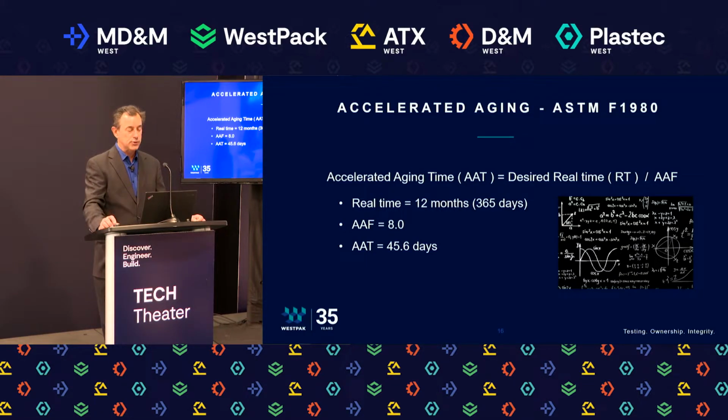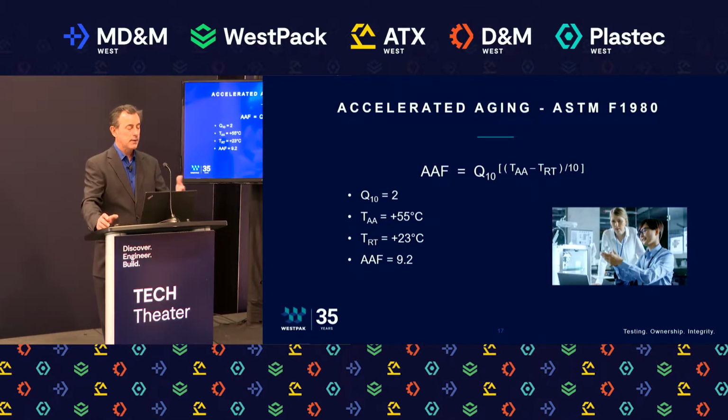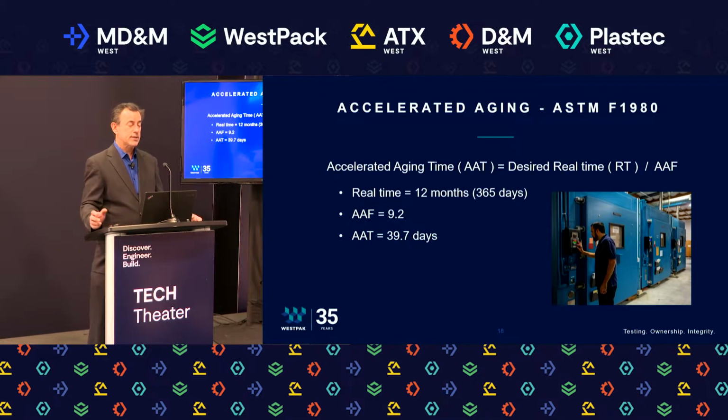What happens if we go to 23 degrees C? So here we got 46 days; at 23 degrees C, we get an accelerated aging factor of 9.2. So you see how our accelerated aging factor went up. Doing the same math, using 9.2 into 365, we get 39.7 days. So we've reduced it by about 6 days.